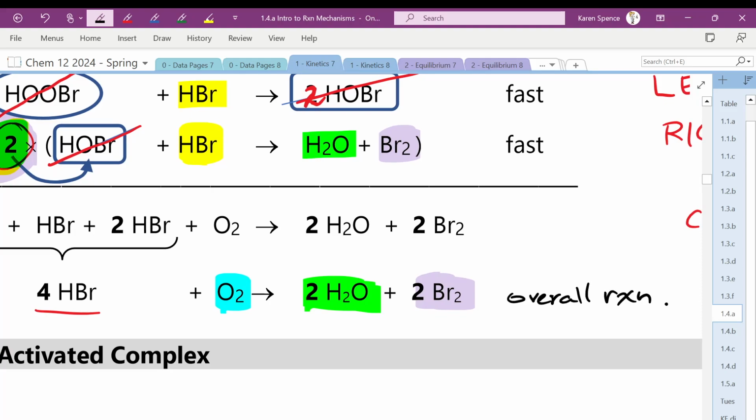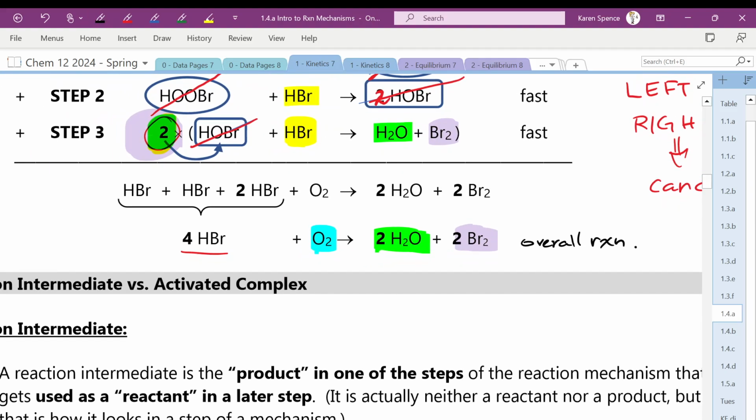So when you add up the steps of a reaction mechanism, you will always end up with the overall reaction. Okay? Now, sometimes people get confused between an intermediate and an activated complex. Okay, so we're going to make sure that you don't.